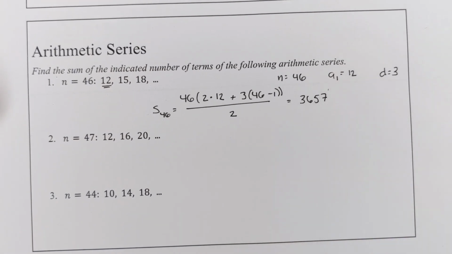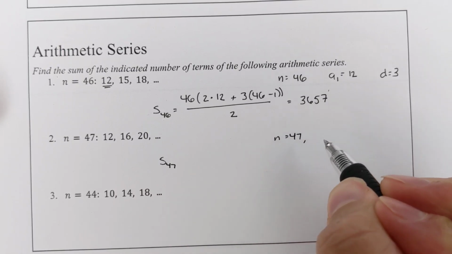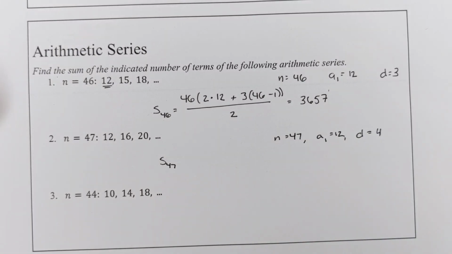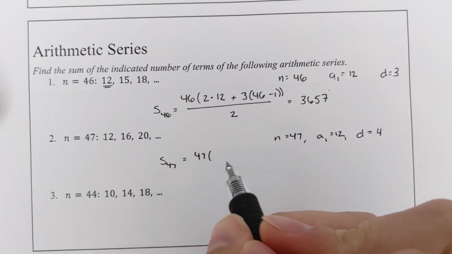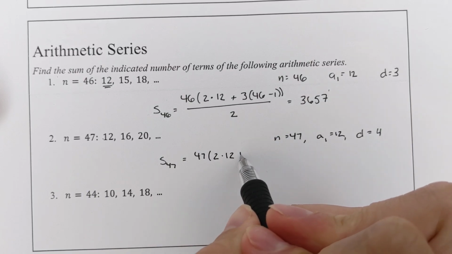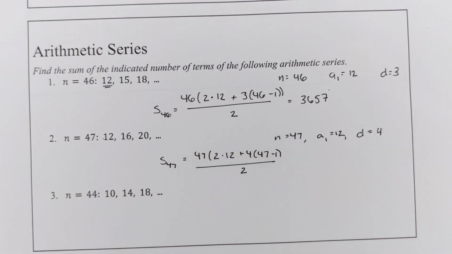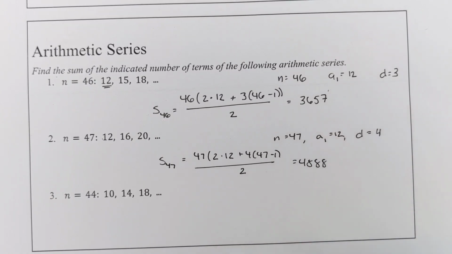So if we look at example 2, similar steps, we're going to find S47. So n for this is 47. The first term is 12, and in this case the difference is 4. 12 to 16, add 4, 16 to 20, add 4. So this would be 47, 2 times 12, plus 4 times 47 minus 1, all divided by 2. And once again, we go to our calculator. So 47 times 2 times 12 plus 4 times 47 minus 1, two close parentheses, divided by 2. So this one would be 4888.